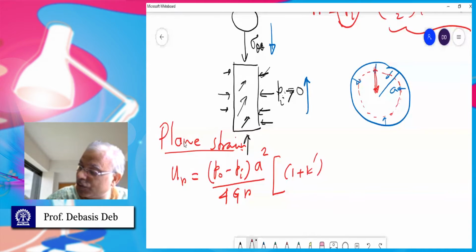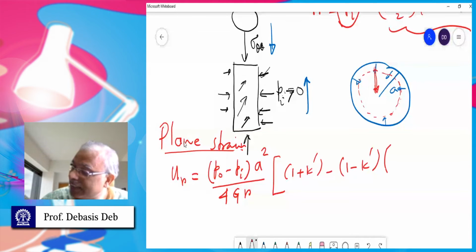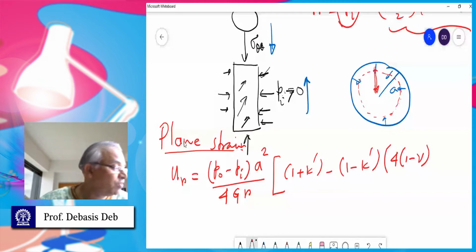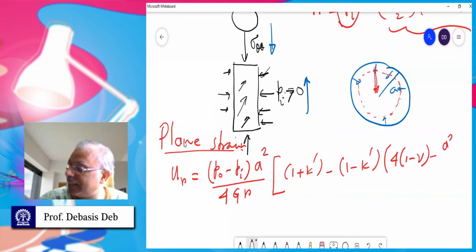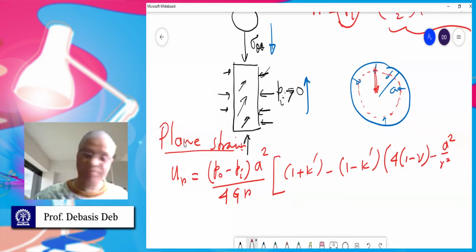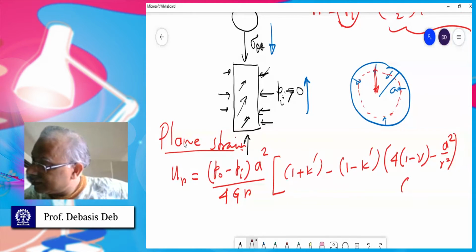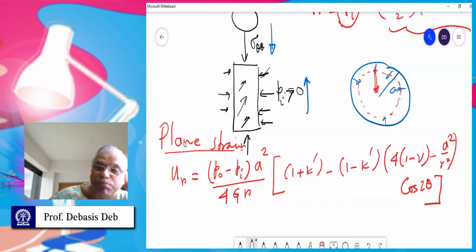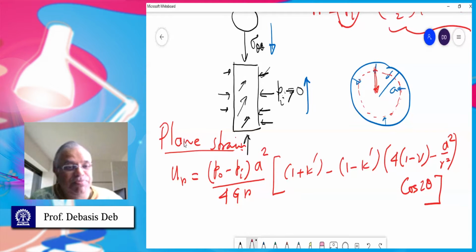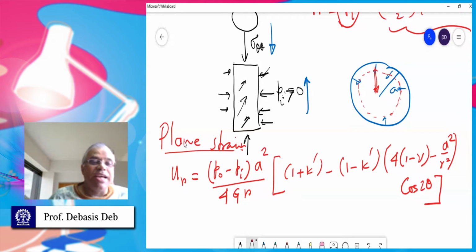1 plus K dash minus 1 minus K dash. This is also given in the book. You can see that this is Poisson's ratio nu, minus A square by R square. This entire thing cos 2 theta. This is the radial displacement in plane strain condition. Now, if you want to see the derivation, it is given in the book in the appendix. Now, this is with Pi. Okay, when you are using Pi, this should become K dash.